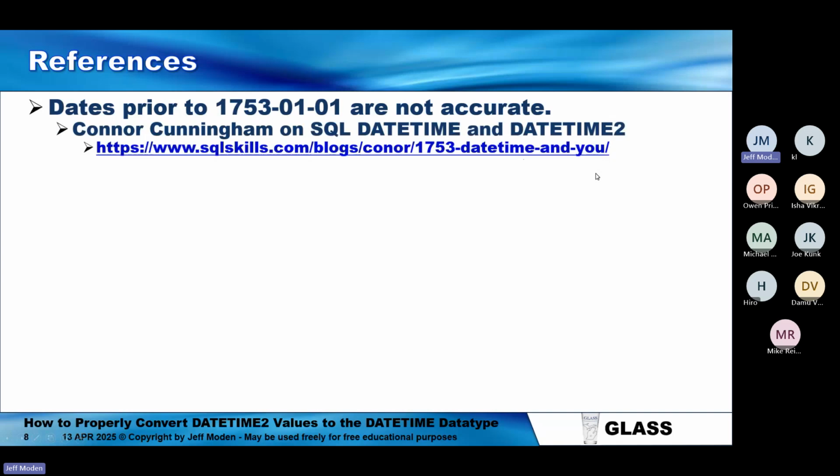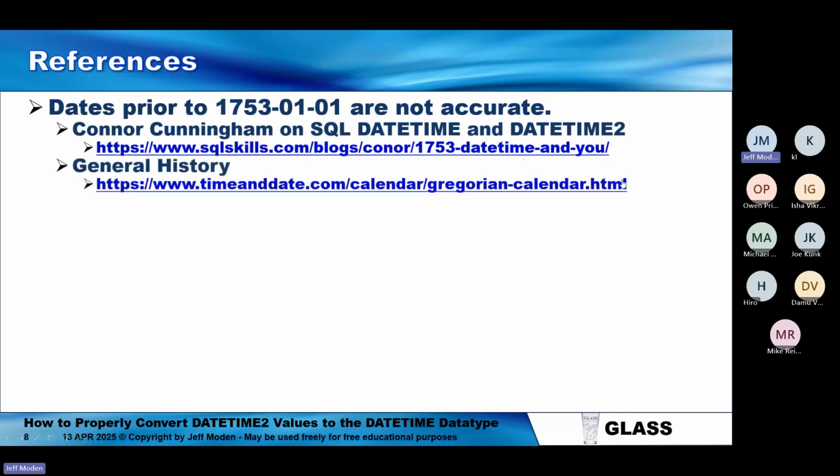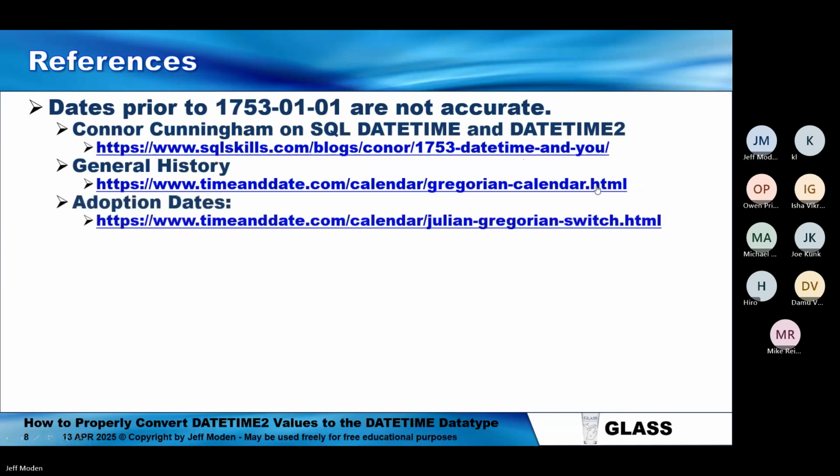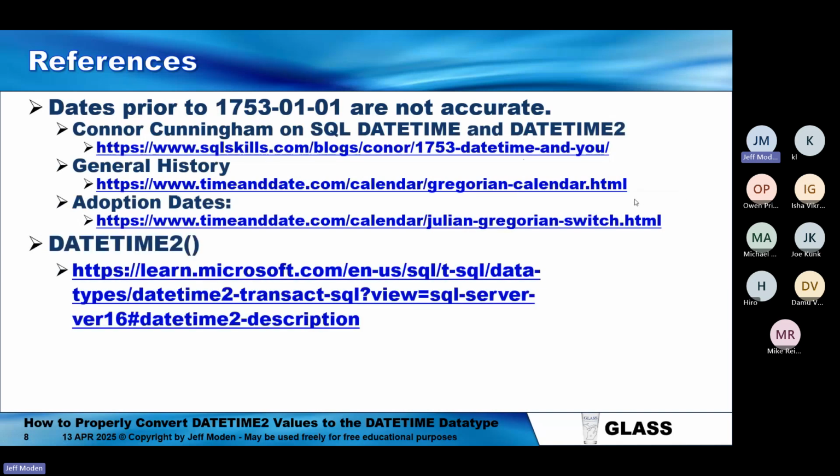which is Paul Randal's site. Kimberly Tripp used to be there, but she has retired, that lucky lady. There's also a good general history about the Gregorian calendar, and here's a wealth of information about the adoption dates. Turkey didn't actually adopt it until 1927, and I think they were the last holdouts on that. I think everybody else has done it.